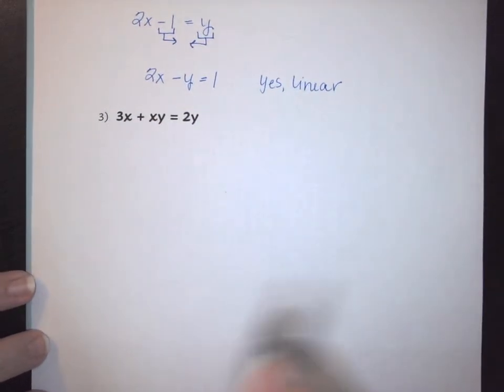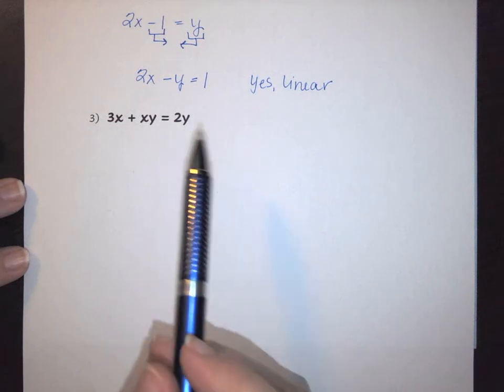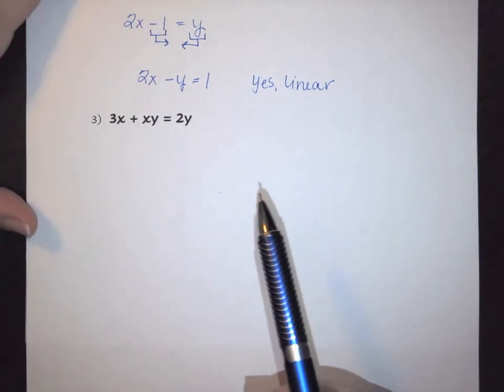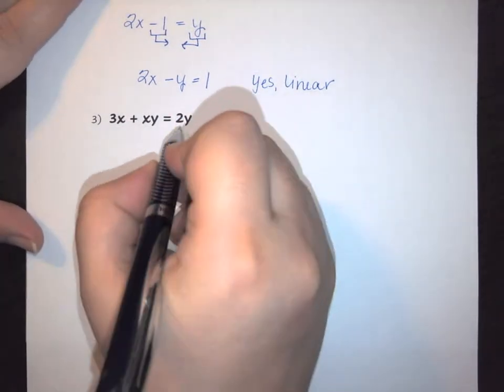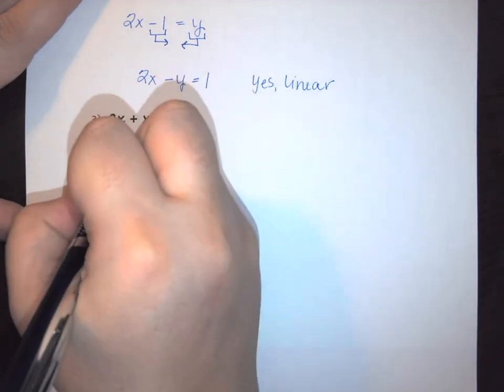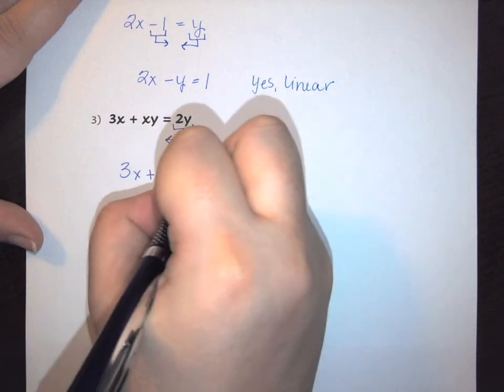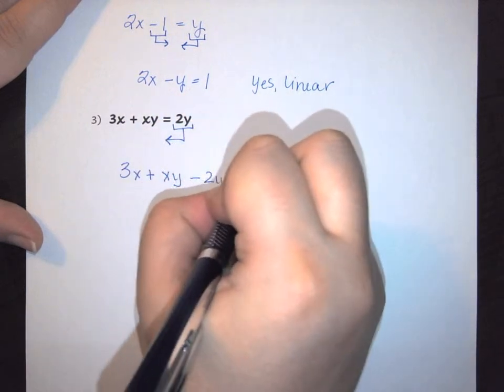Now if we look at the second example here, we want to see if we can put this into standard form. The first thing that I would do is take my 2y and move it. So here you end up with 3x plus xy minus 2y equals 0.